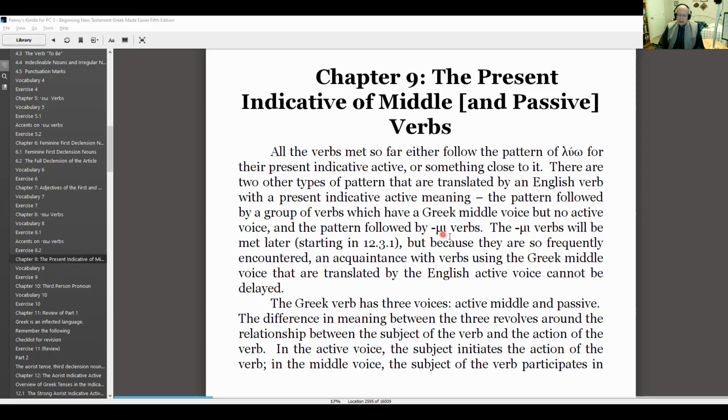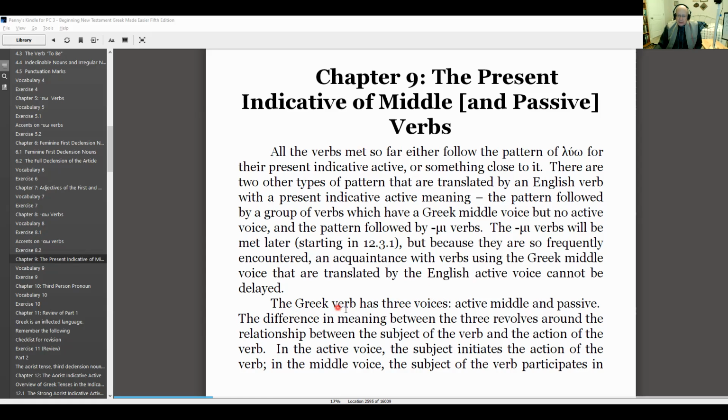We won't talk about those verbs right now. Those we'll talk about beginning in Greek 2. We'll need to talk about them. There'll be some more forms to memorize, but they're very common in the Greek New Testament. Sorry, I'm going to need a drink of water. But you will need to learn them.